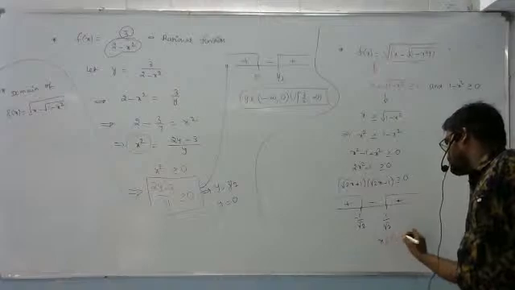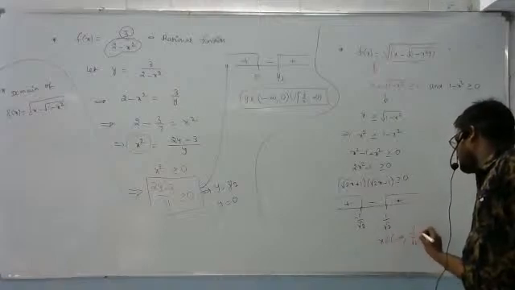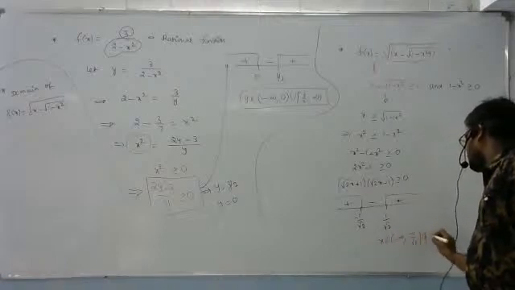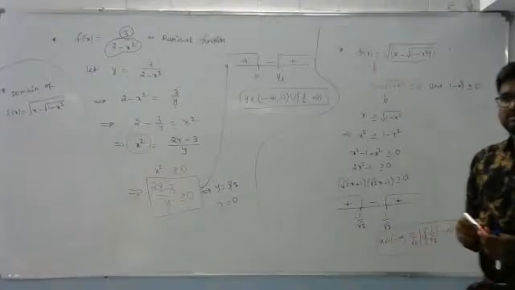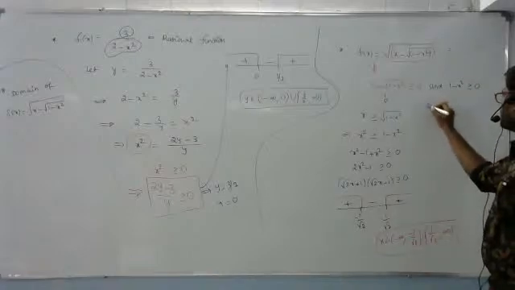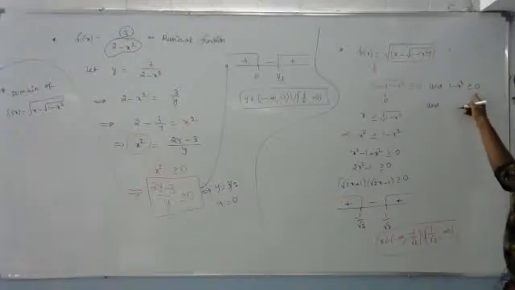Therefore, x belongs to minus infinity comma minus 1 by root 2 union 1 by root 2 to infinity. Correct? This is one thing. And we have one more restriction here. 1 minus x square greater than or equal to 0.